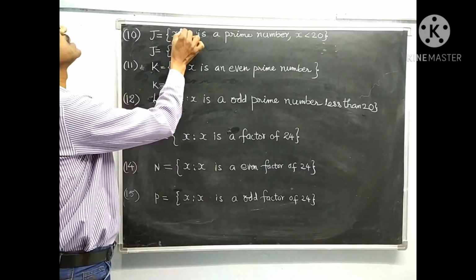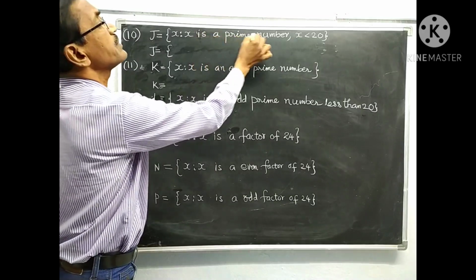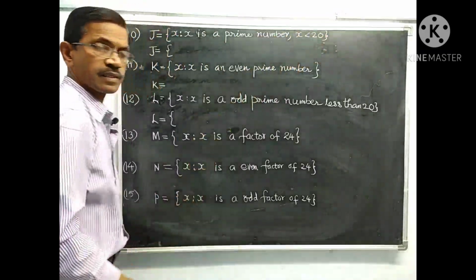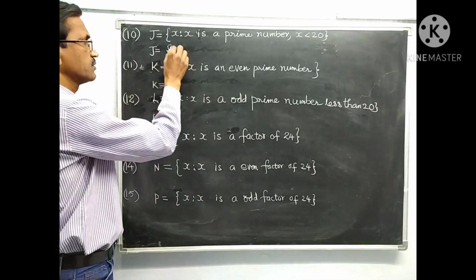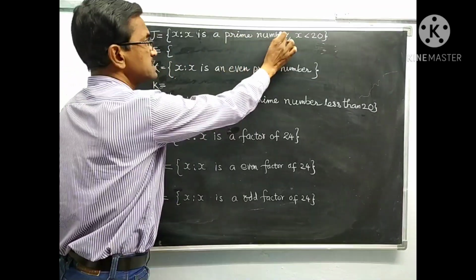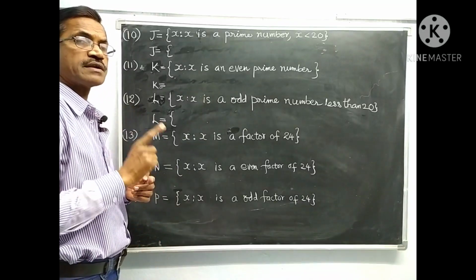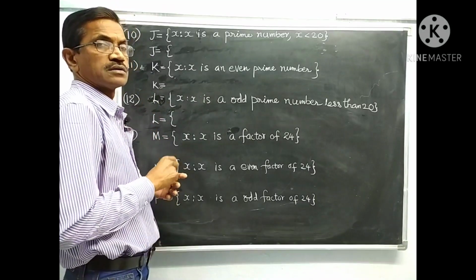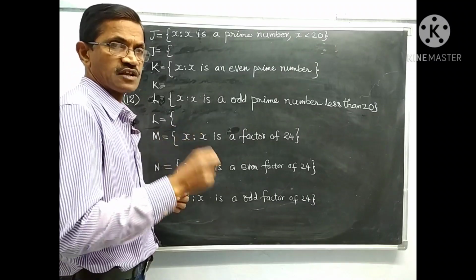J is equal to x such that x is a prime number less than 20. What are the prime numbers less than 20? You know that prime numbers are numbers which are divisible by only 1 and itself. They are not divisible by any other numbers other than 1 and itself.